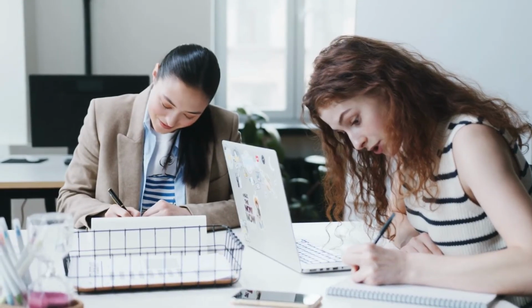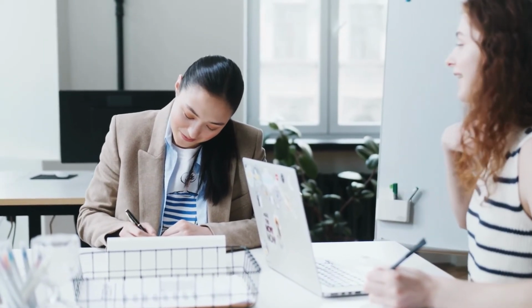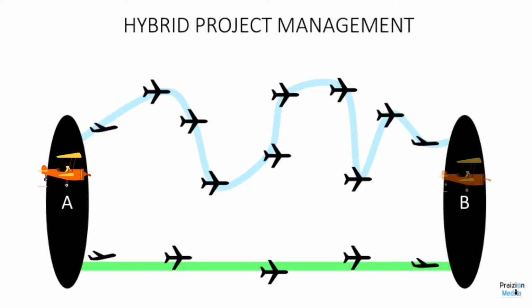And then we ask the question, is all the value delivered? And if the answer is no, then we go back to iteration planning and plan more work and get more work done. If the answer is yes, then we have a final release. And this is how it works in Agile.